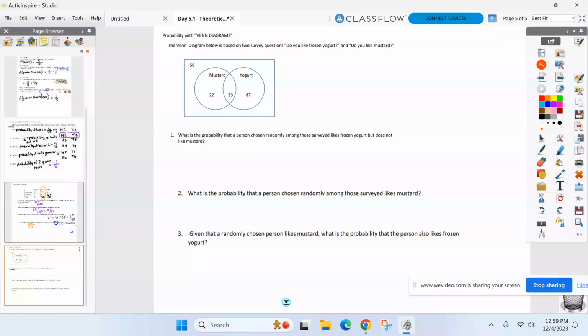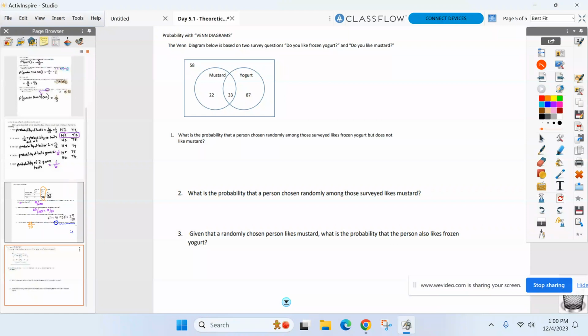The 33 in the middle. So those are 33 people. I don't know why, but 33 people that like mustard and yogurt. Okay. What's the 87? Just like yogurt only, right? 22? Just like mustard. Good. And then what about this 58 hanging outside? Who don't like either. Yes, correct. They don't like mustard or yogurt.